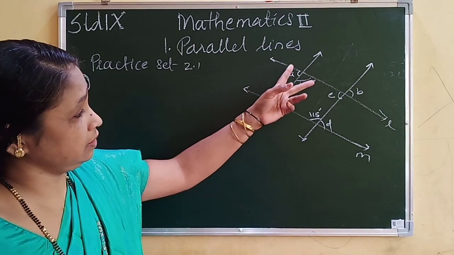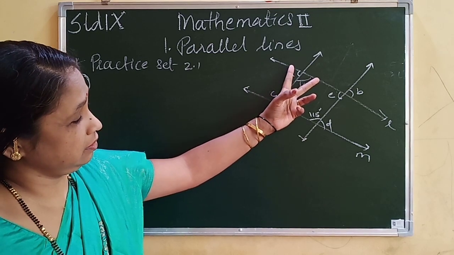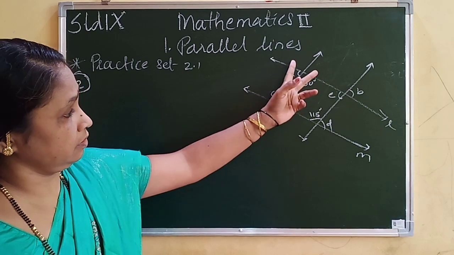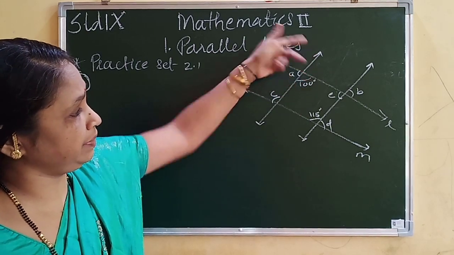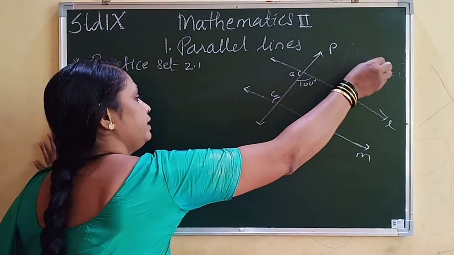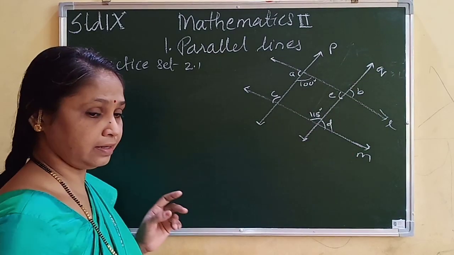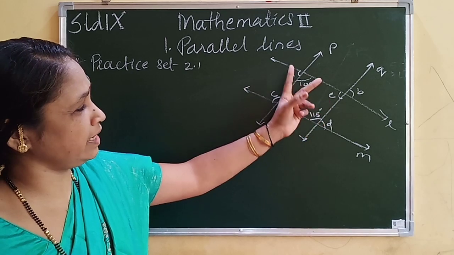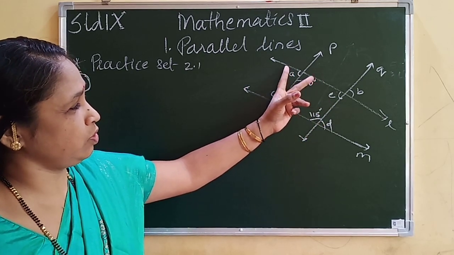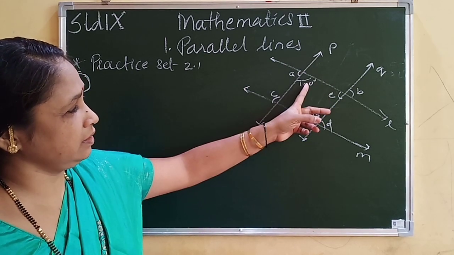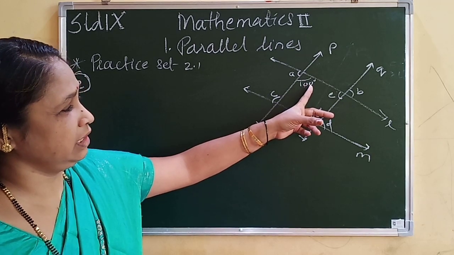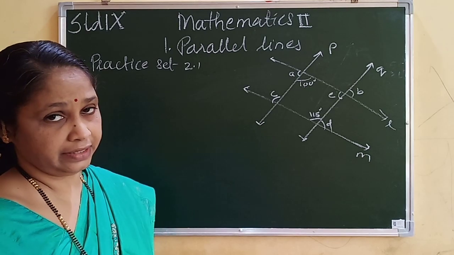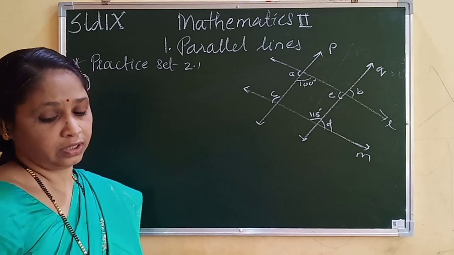you can consider this line and this line. We said that line P and line Q are the parallel lines and this is the transversal. So these are two parallel lines and this is the transversal. So angle A and this 100 will be 180 degrees. So 180 minus 100 will be 80. So angle A will be equal to 80 degrees.